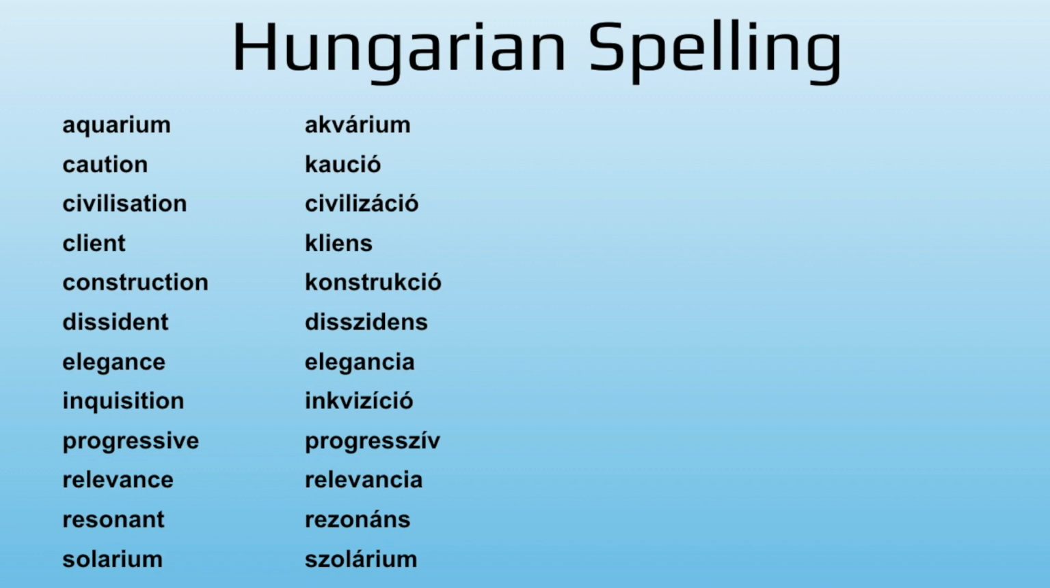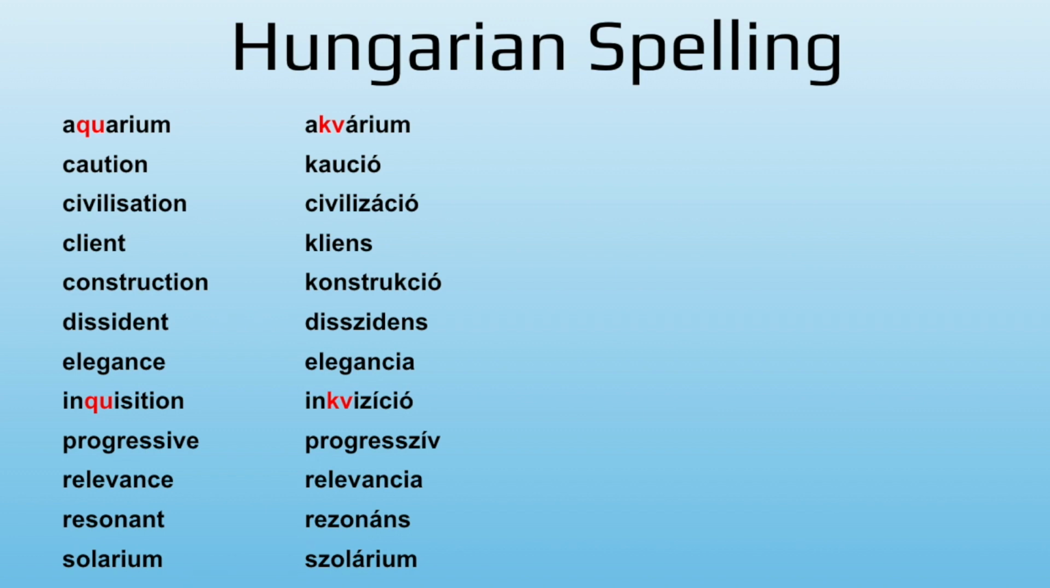Differences in spelling across languages can be small, but they can sometimes result in confusion as well. So this is an example of how English spelling of some Latin-based words is different from the Hungarian spelling of those same words. So let's look at some of the differences that are apparent. So first of all, the QU in English, the qu sound, becomes a kv in Hungarian.